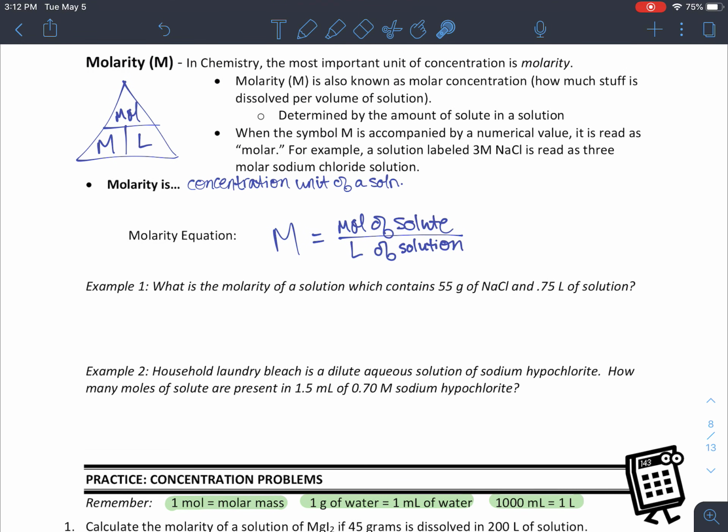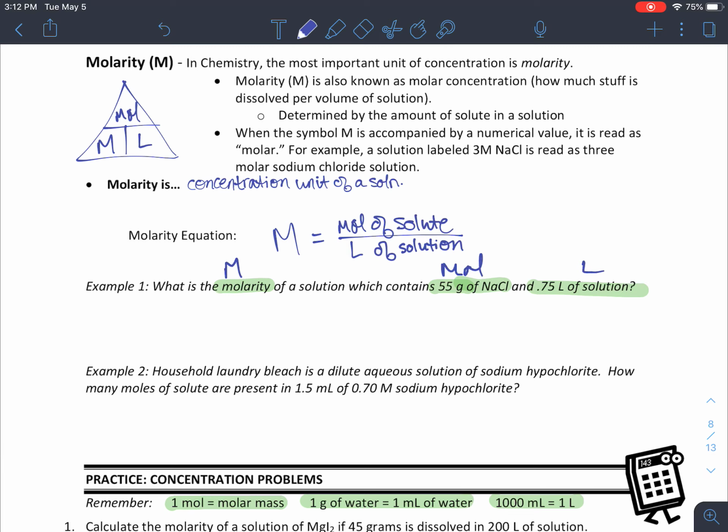So we're going to do example 1 and 2 together. So this question is asking for molarity, so we're solving for M. And sometimes I might have you solve for liters, and other times I might have you solve for moles or grams. So you'd have to solve for moles and then convert to grams. Alrighty. So it says, what is the molarity of a solution which contains, here's grams already, 55 grams of NaCl and 0.75 liters of solution. So here we have liters.